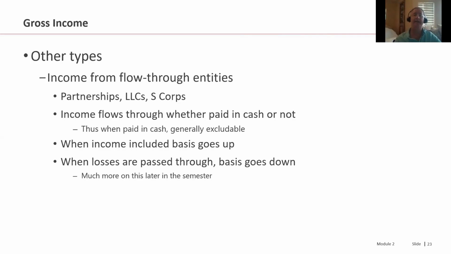And we're going to talk about something in terms of calculating the tax basis on flow-through entities. And when income is included, the tax basis in those investments goes up. And when losses are passed through, the basis goes down. And we're going to cover this extensively as we move through.